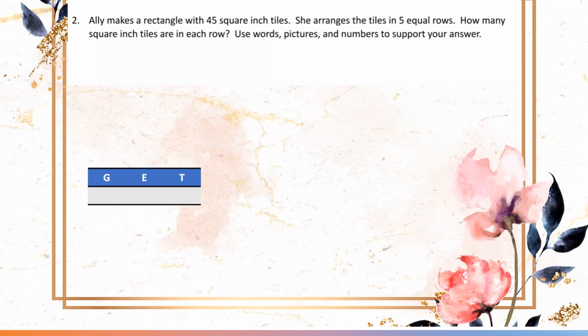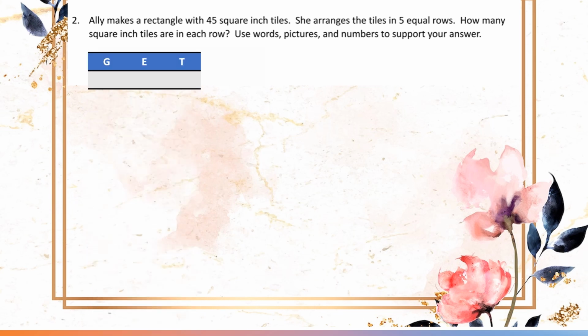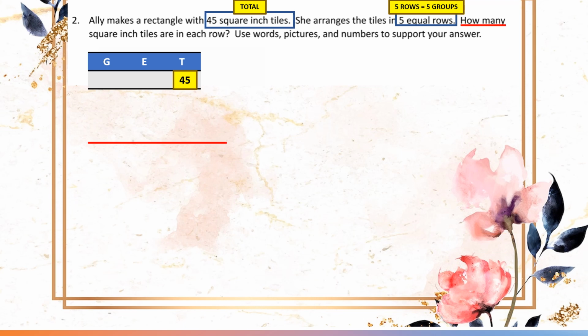I saw each, so that means I need a Get chart on my paper. So make sure you have a Get chart on your paper. And let's reread. Allie makes a rectangle with 45 square inch tiles. So that means that my total is 45. She arranges the tiles in 5 equal rows. So 5 equal rows are the same as saying 5 groups. 5 rows, 5 groups. How many square inch tiles are in each row?